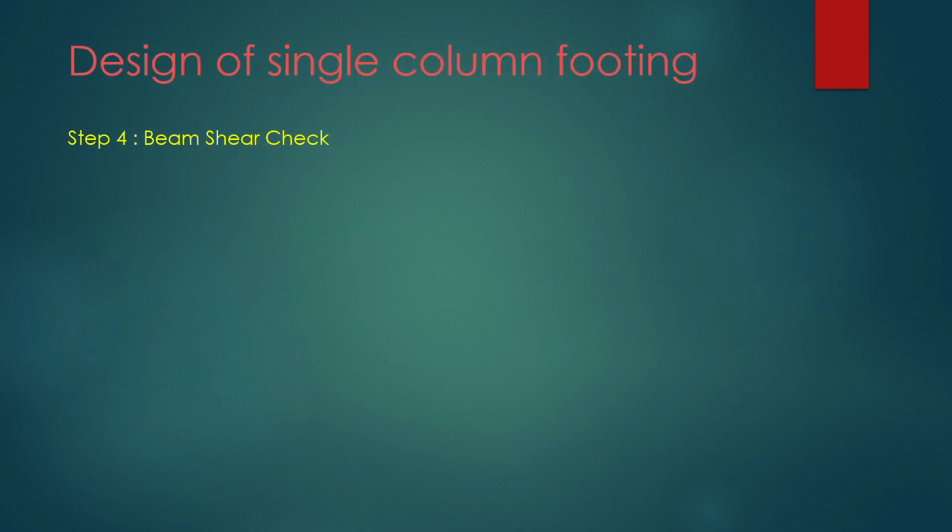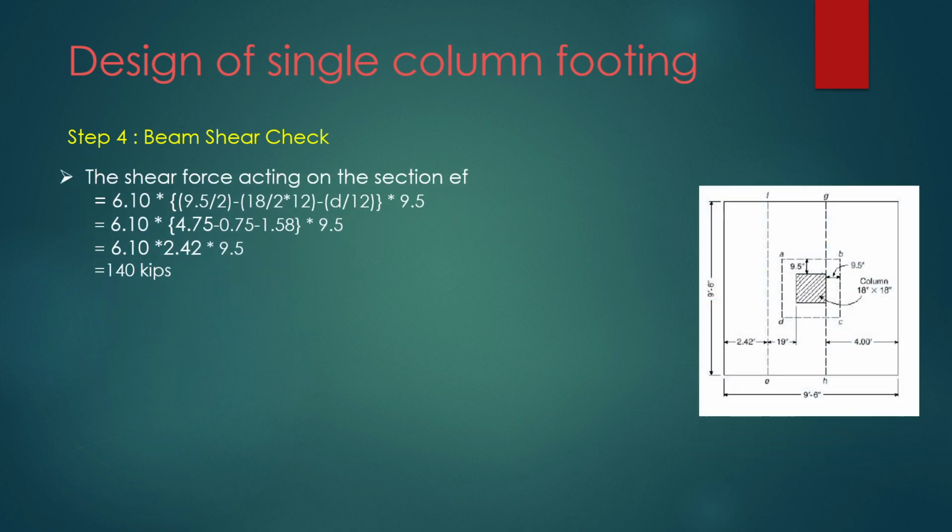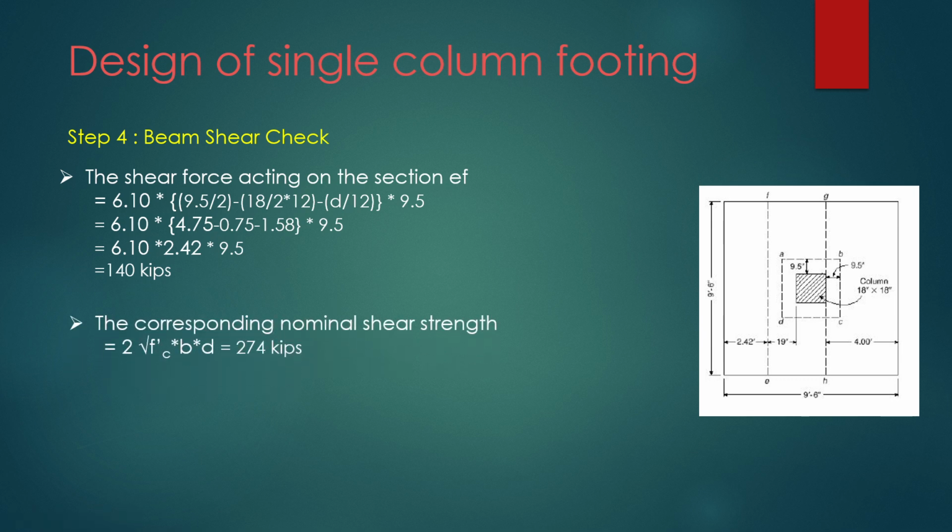Step 4, beam shear check. The shear force acting on the section EF. This is EF. The force acting on this part equals 140 kips. The corresponding nominal shear strength equals 2 root over F prime C B into D.